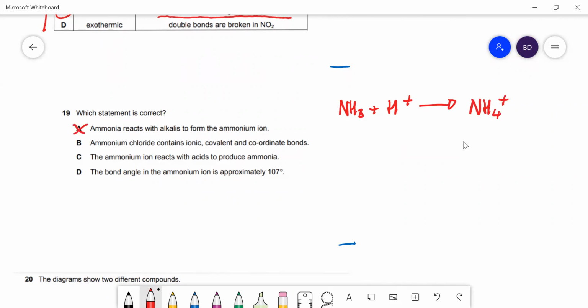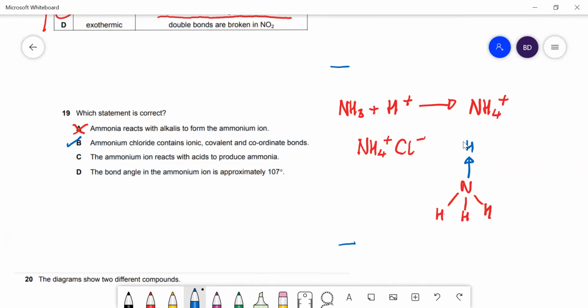Ammonium chloride contains ionic, covalent and coordinate bonds. Now that is true because ammonium chloride is NH4 plus Cl minus, so it's got an ionic bond. And ammonia is NH3, with covalent bonds. But when it reacts with an acid, it forms a dative covalent bond to a hydrogen, so there's a dative bond there. So B is correct.